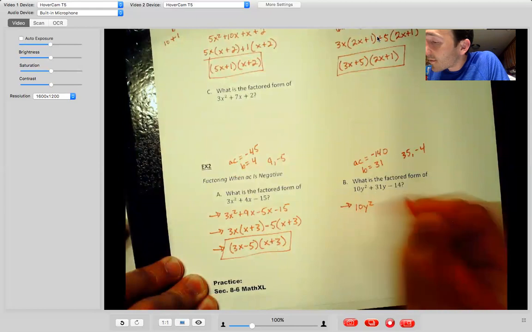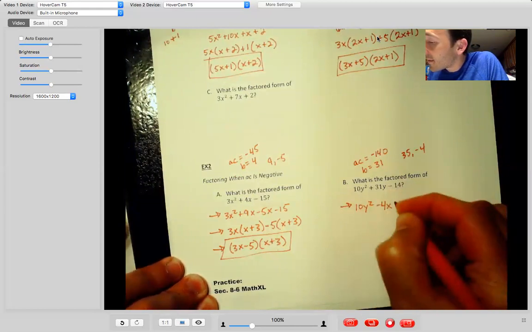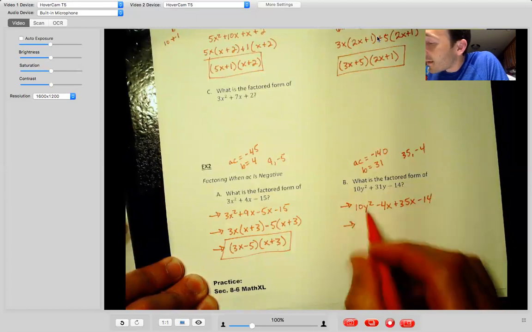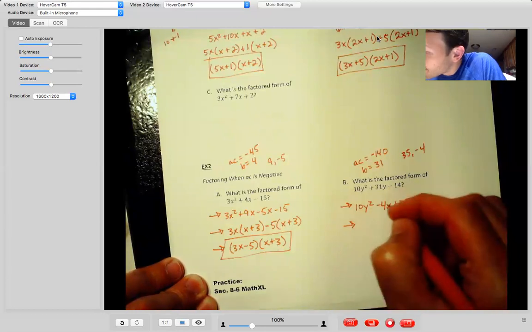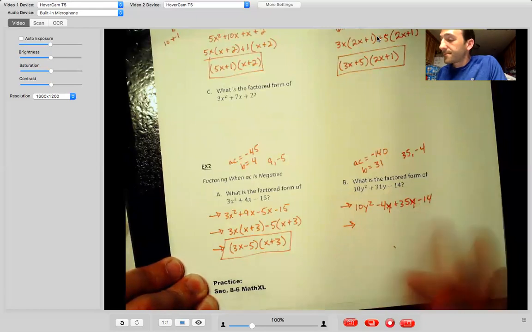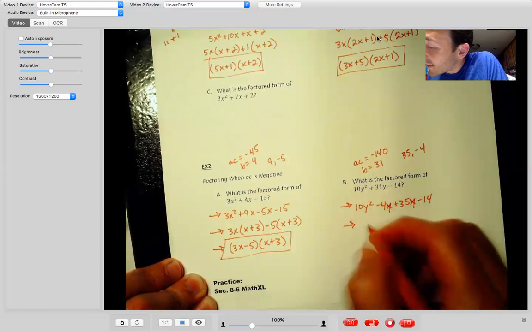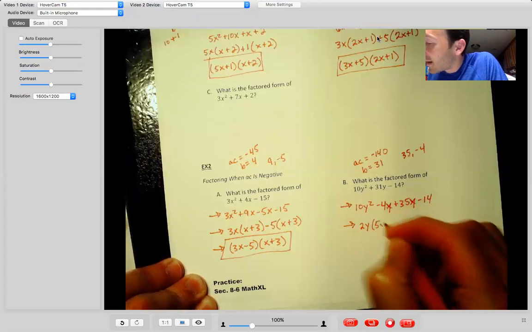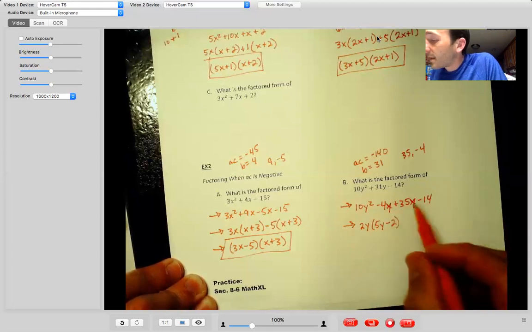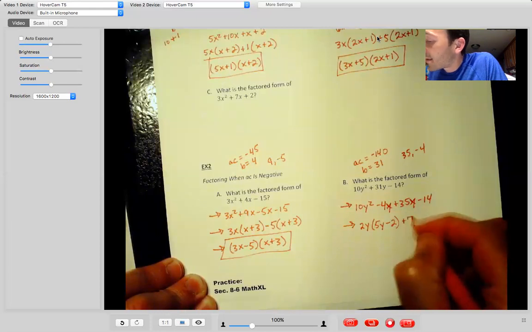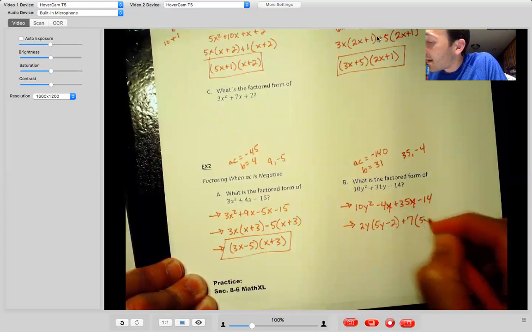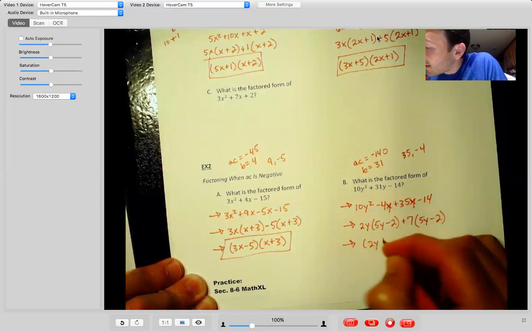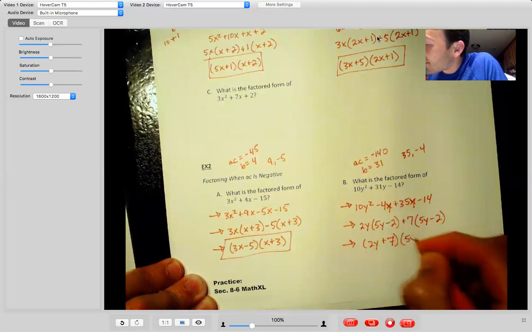So 10y squared, just to show you that order doesn't matter, I'll do the minus 4y first, and the plus 35y over here. Out of these two, I could factor a 2y, and I took positive because my first term's positive, and that's going to leave me with times 5y minus 2. And then out of these two, I can factor out a 7. Again, that's positive because my lead term is positive, and that's going to give me 5y minus 2. Always good when you see that repeat. So final answer, the quantity 2y plus 7 times the quantity 5y minus 2.